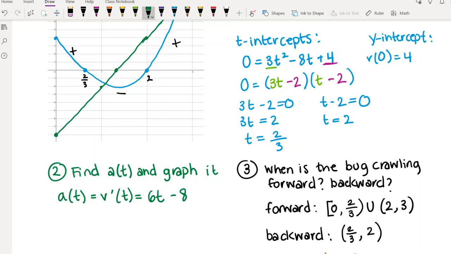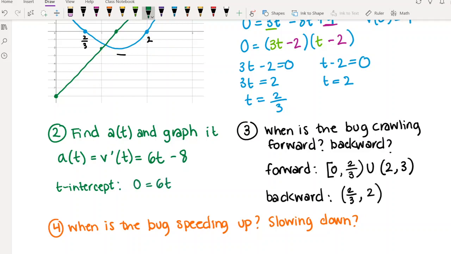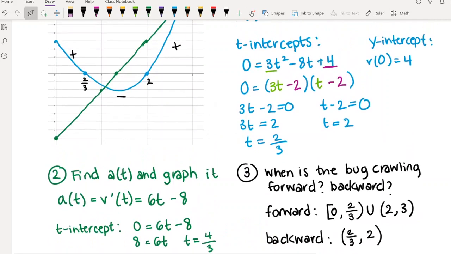Well, basically the same way that we found the t-intercepts of the velocity, we can just take the acceleration and set it equal to 0. So the t-intercept of this acceleration function is going to be what we would get by setting 0 equal to 6t minus 8. So 8 is equal to 6t. And so that tells us that t is equal to 8 over 6, which is the same as 4 over 3. So I'm just going to put that onto our graph for reference. Maybe I'll put these here so that it looks a little clearer what I mean by that.